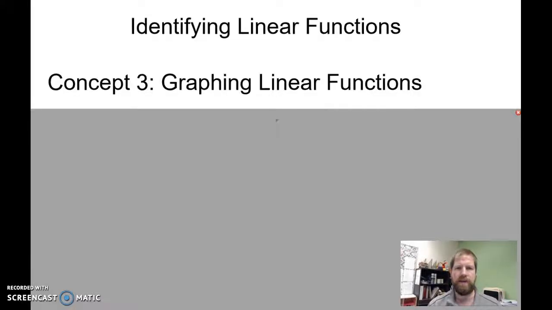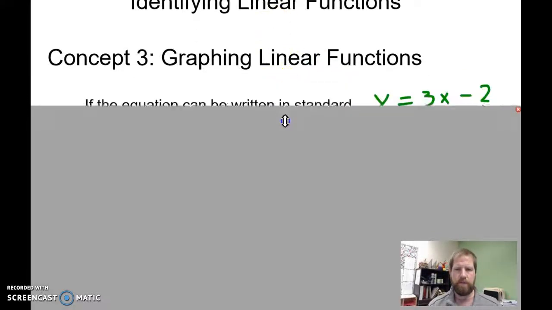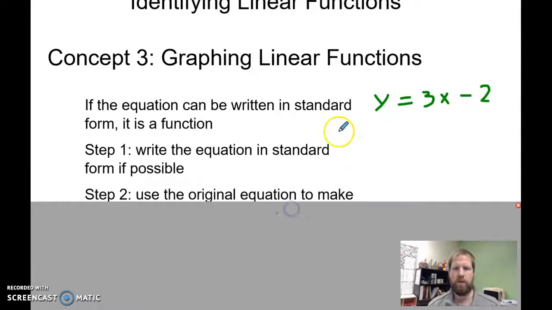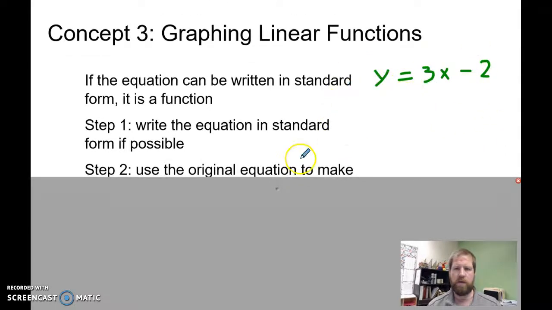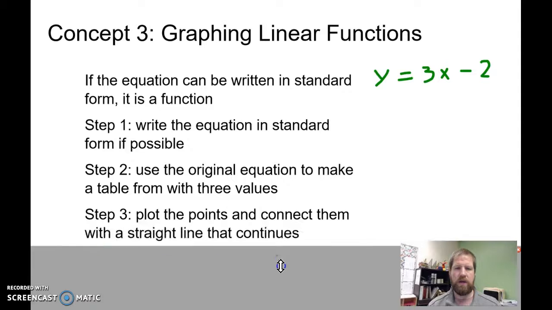Concept 3, graphing linear functions. So when you are starting with a function in equation form, to check whether it is a linear function, you just put it into standard form.